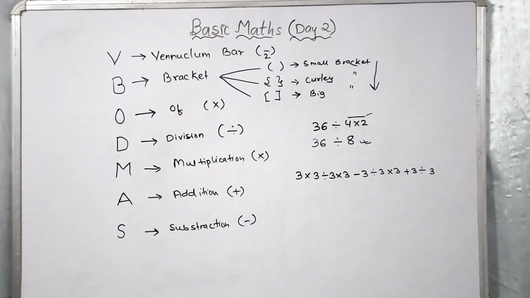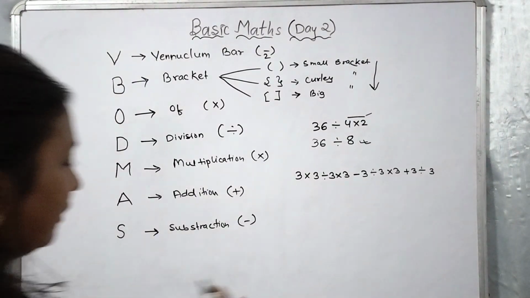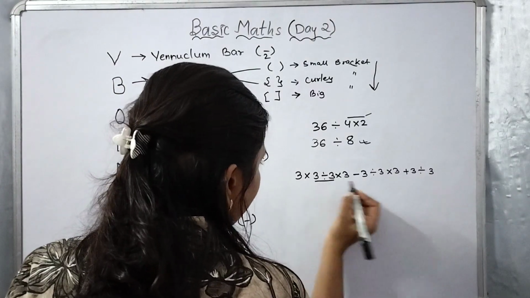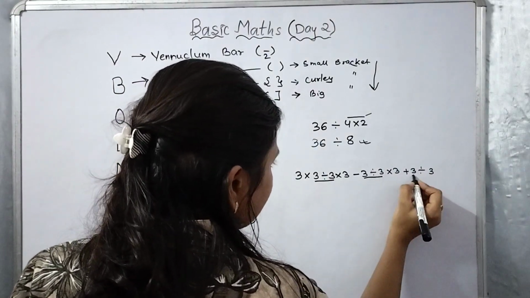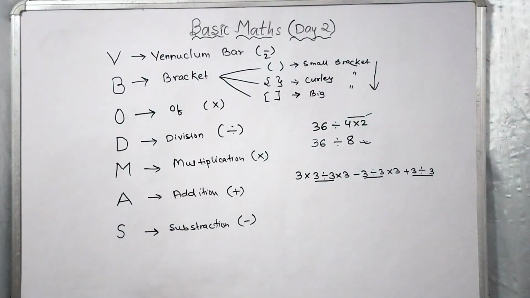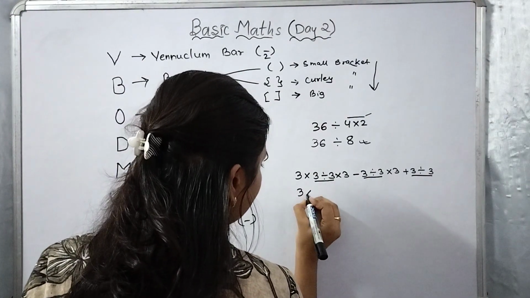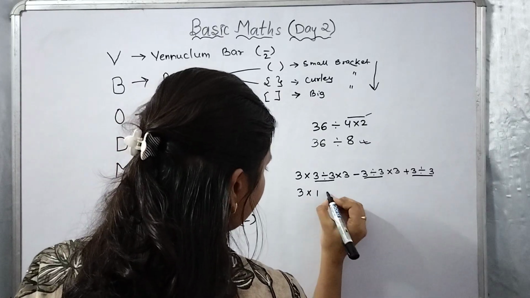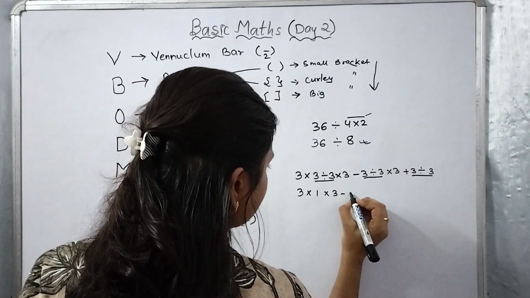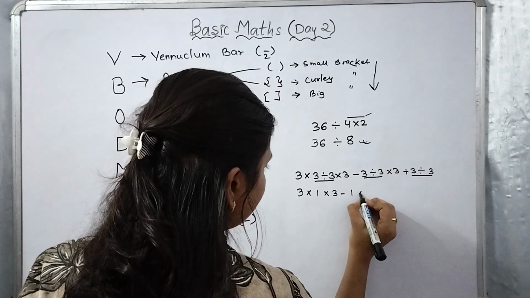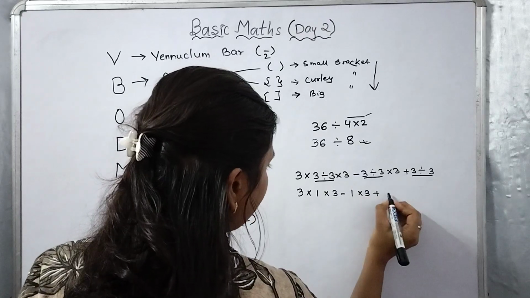Here what we will do is first check which parts have division. These are the three expressions where division is done. So we will directly write: 3 into 3 divided by 3 is 1, into 3 minus 3 divided by 3 is 1, into 3 plus 3 divided by 3 is 1.